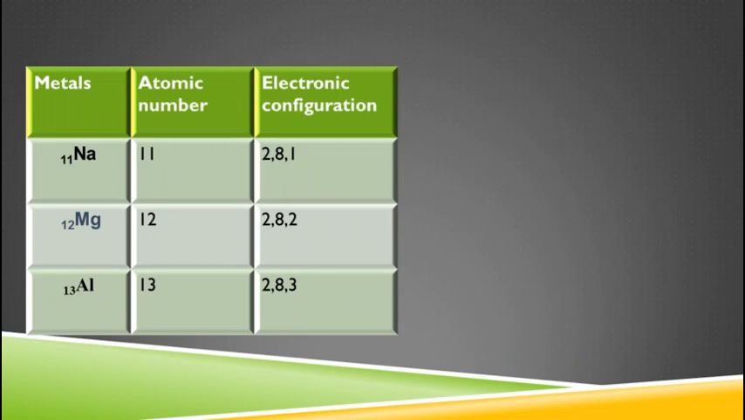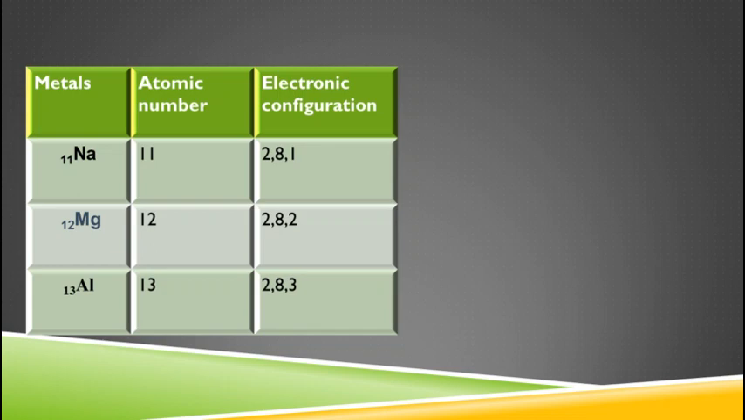So let's see. The first example is sodium metal. Below sodium, 11 is written. So what is 11 here? This is the atomic number, which is denoted by the symbol Z. We have already done this in our previous chapter. So the atomic number of sodium is 11 and the electronic configuration is 2, 8, 1. That means in the outermost shell of sodium only 1 electron is there.